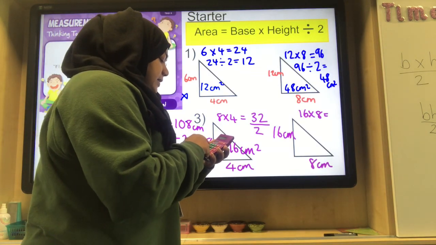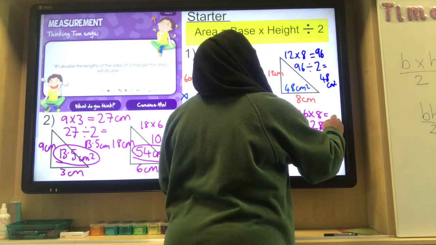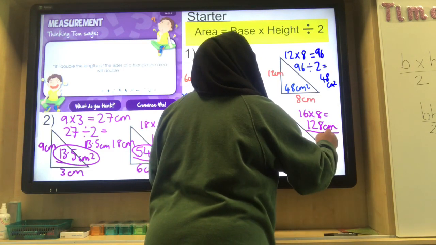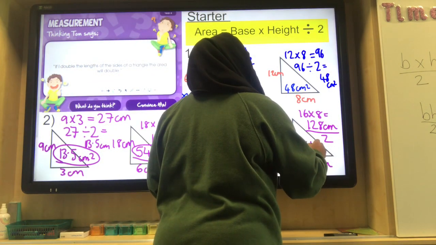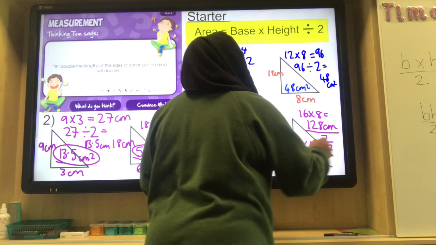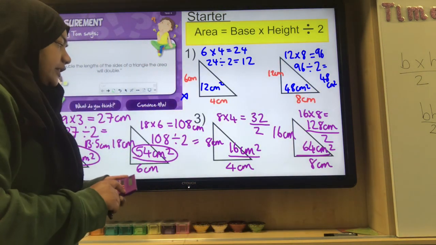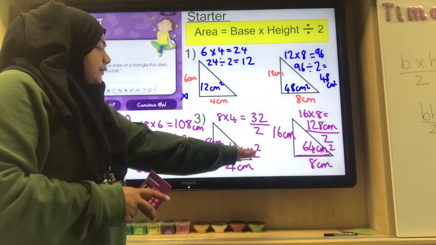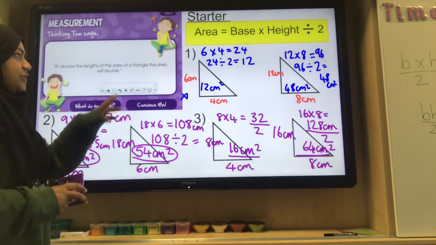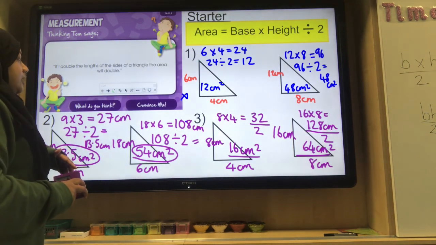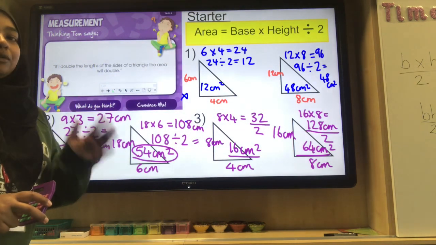So 16 times 8, which equals 128. And then I need to divide that by 2. So dividing it by 2 would equal 64 centimetre squared. And again I can compare these areas, and it's really glaringly obvious to see that actually 64 is not double of 16 centimetres squared. Now I've got enough information here, so 3 examples now, to actually state the following. Thinking Tom is in fact incorrect.